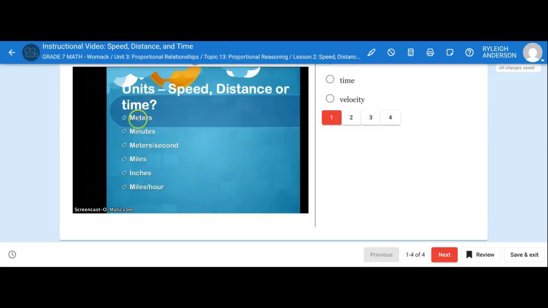So if it was meters, that's a distance. Minutes is a time. Meters per second is a speed. Miles is a distance, inches is a distance, miles per hour is a speed. So make sure you can look at something and know what it's asking for. Anything meters per, miles per is going to be a speed. And then as far as how far it can go, it's a distance. Minutes, seconds, hours will be time. To continue this video.